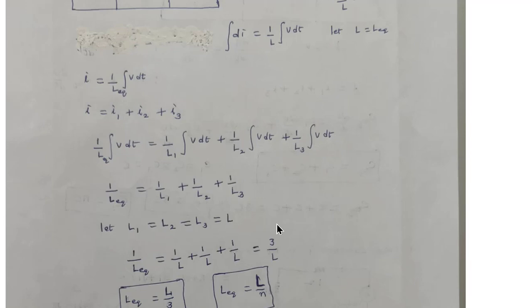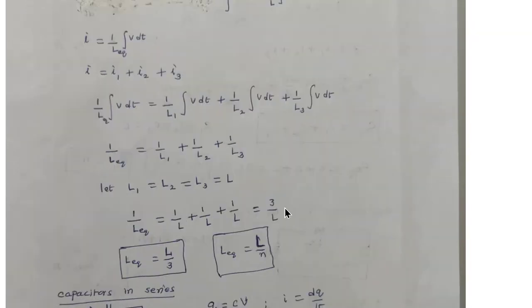And if you look at this, the same voltage is available across each inductor. It is varying in nature. So if you look at this equation, on both the sides the integral V dt is going to get cancelled. Then we get 1 by L equivalent is equal to 1 by L1 plus 1 by L2 plus 1 by L3. If L1 is equal to L2 is equal to L3 is equal to L, then we can write 1 by L equivalent is equal to 1 by L plus 1 by L plus 1 by L, that is equal to 3 by L.